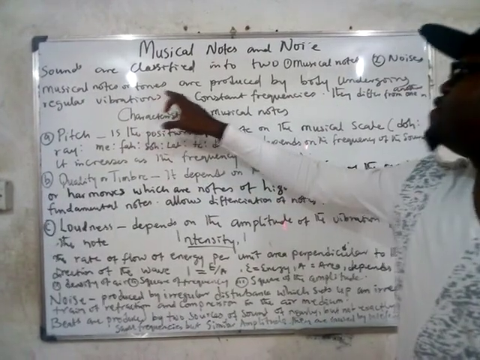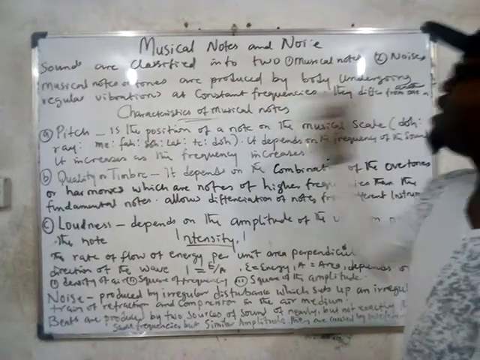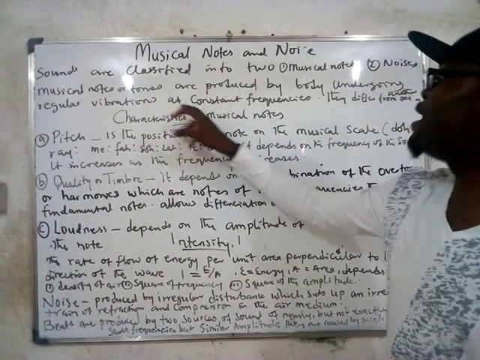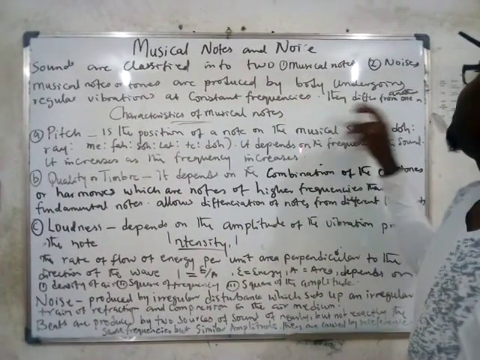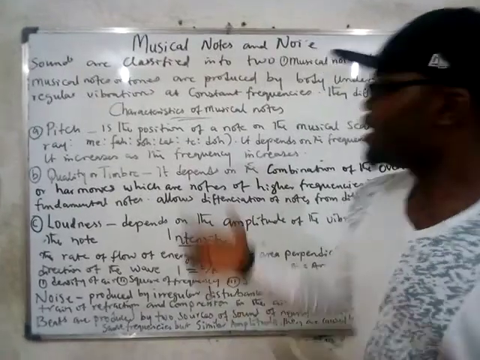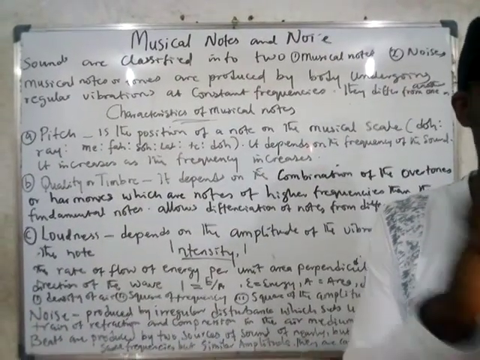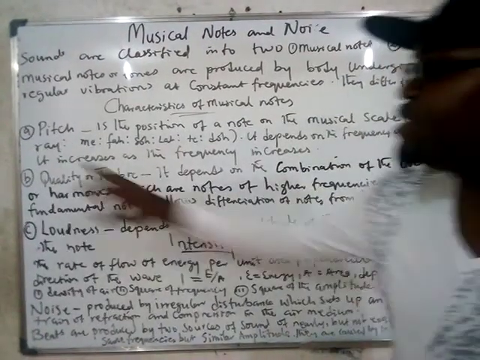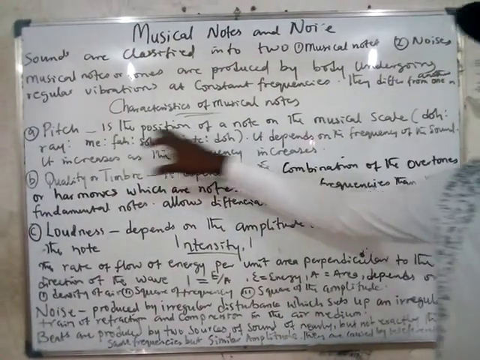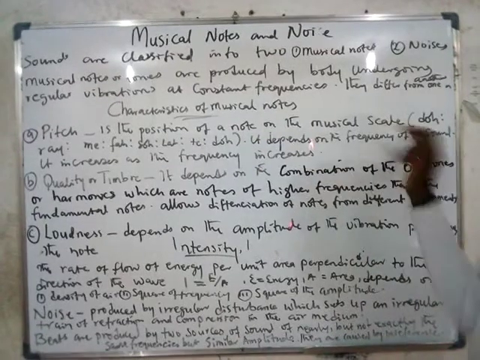Musical notes or tones are produced by bodies undergoing regular vibrations at constant frequencies. They differ from one another. And we have the characteristics of these musical notes. How do we identify that this very sound is a musical note? Number one, it has what we call pitch, which is the position of a note in the musical scale.